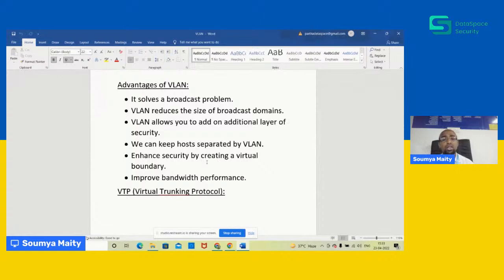And VLAN allows you to add an additional layer of security. So we can keep hosts separated by VLAN. Next, it enhances security by creating a virtual boundary. Next, it improves bandwidth performance because it gives an extra layer of security. So that's why it improves bandwidth performance.